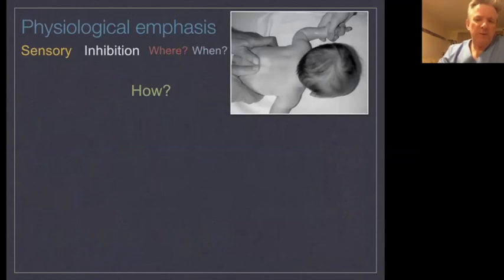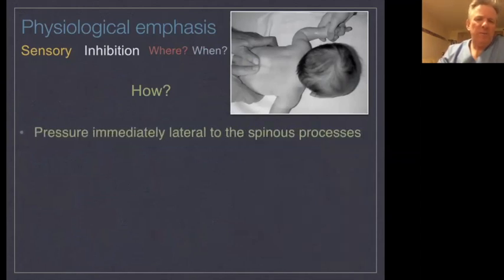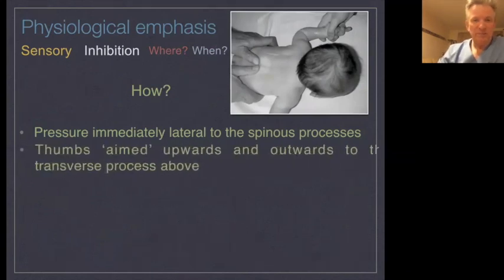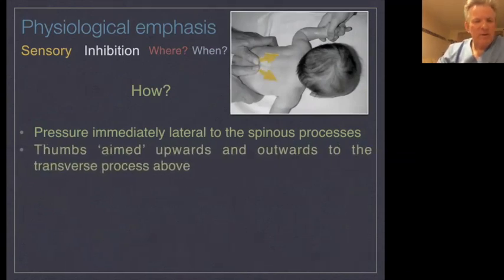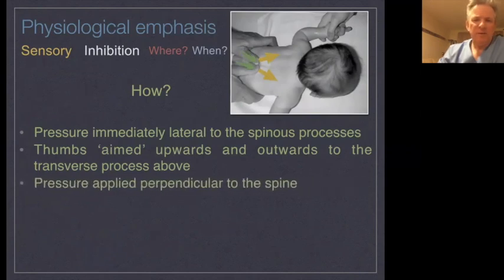The how and the why and the where. How: pressure immediately lateral to the spinous processes. We see the image there. This is Mr. Wernham treating my daughter, who's just turned 21, bless her. So that was a while ago. Thumbs are aimed upwards and outwards, you see the picture there, towards the transverse process above. Pressure is applied perpendicular to the spine.